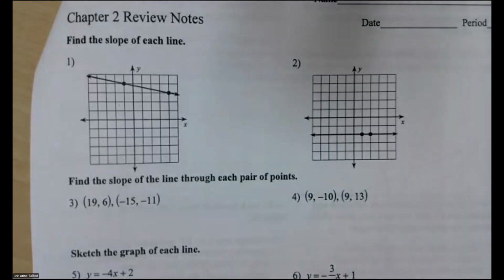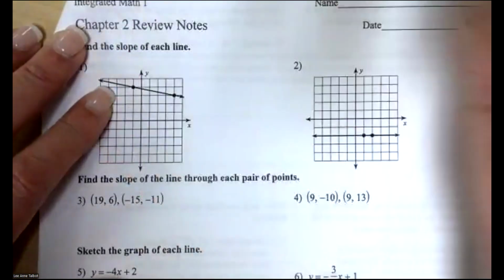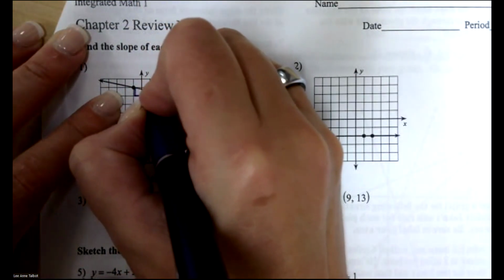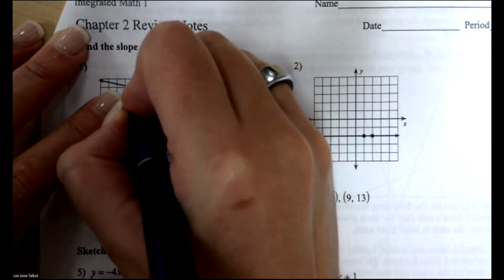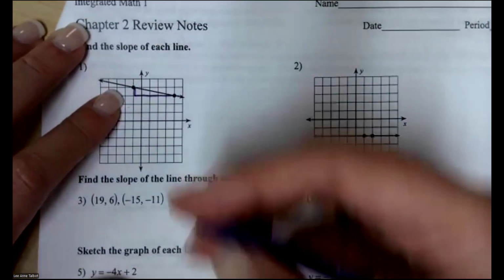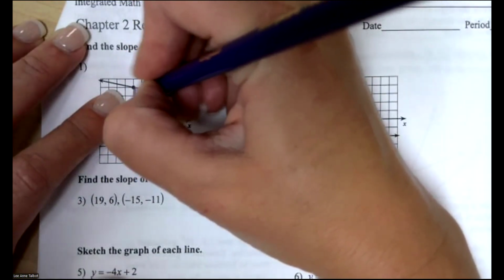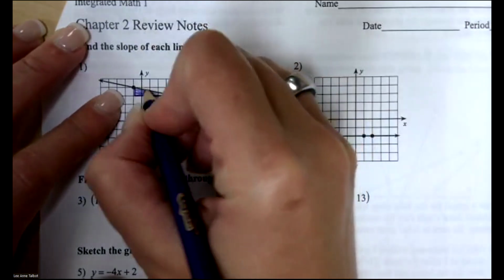Okay, here we go. Number one, find the slope. So when you have a graph, you should draw a triangle for the slope. It's literally called a slope triangle.